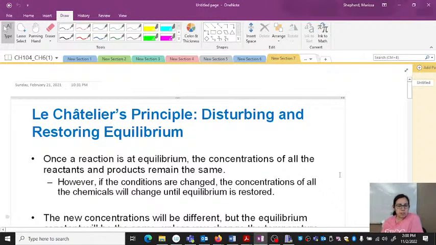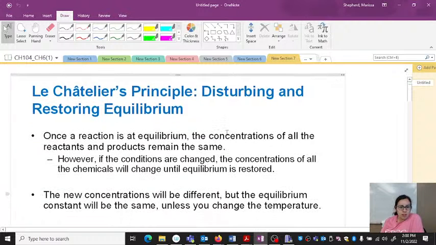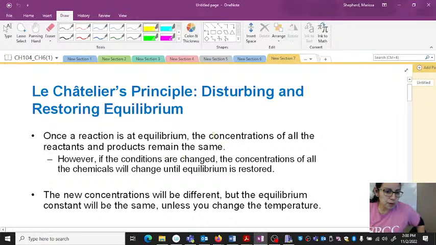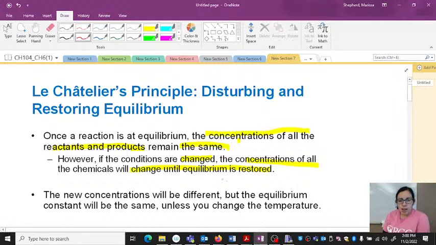So how does this relate to Le Chatelier's principle? And so let's look at this. So once a reaction is at equilibrium, the concentrations of all the products and the reactants remain the same. So all that's saying, they're not saying that they're equal or anything. It's just saying that whatever the final concentration that you have, that's going to be your product concentration and your reactants. And so that will be the same. However, if the conditions are changed, then the concentration of the chemicals will all change until equilibrium is restored.